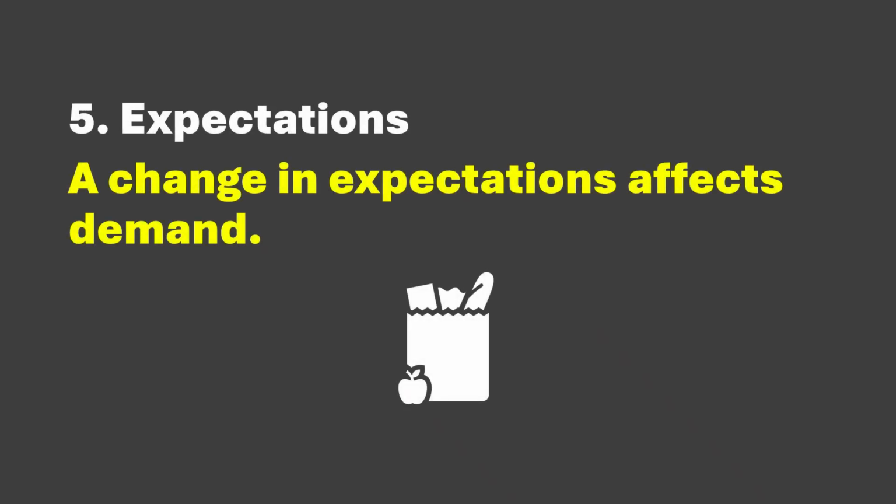And the fifth shifter is expectations of future prices. For example, if people expect the price of groceries to increase in the future, they may stockpile as soon as possible, increasing current demand. But if they think the price will decrease, they may hold off on purchasing, decreasing demand.